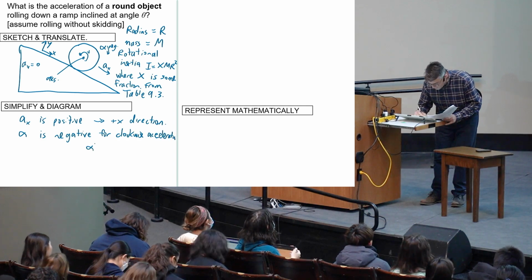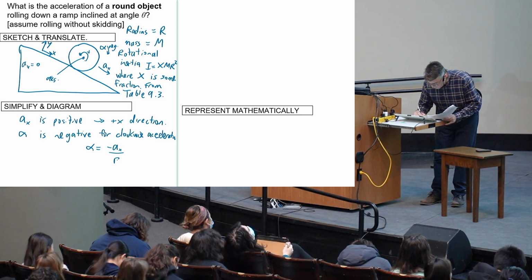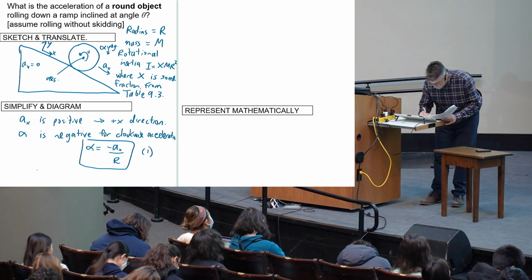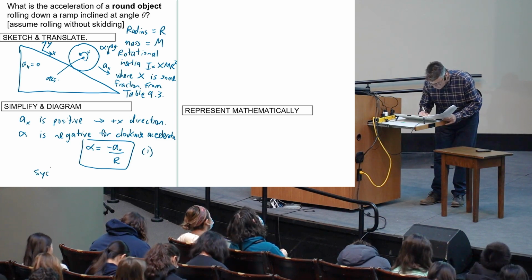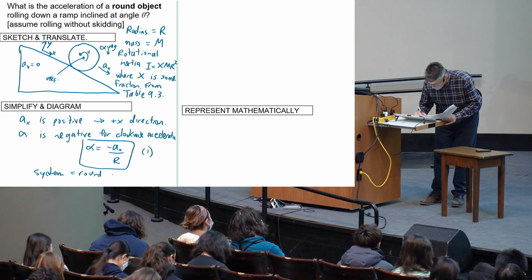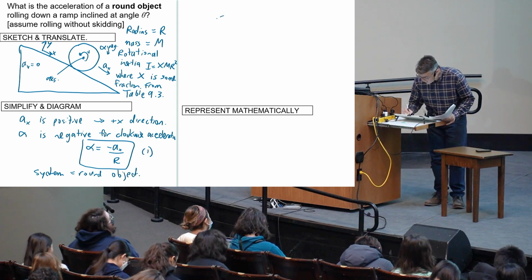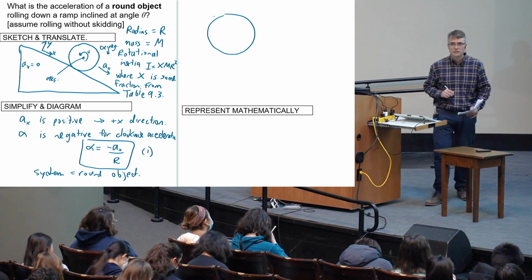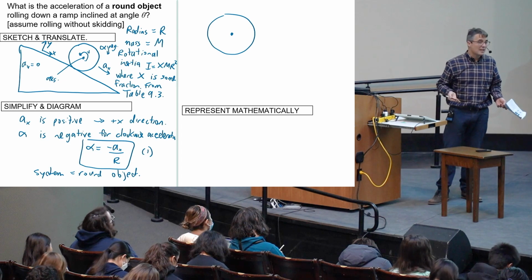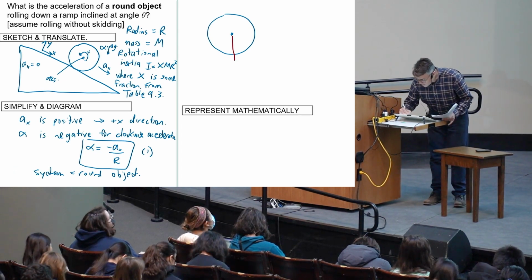So basically, I'm just going to say this is my acceleration constraint, that alpha is equal to negative a_x divided by R. And it's going to be one of my equations, so I'll call it equation 1. And the system here, by the way, that you're going to draw a force diagram of is the round object. So let's just draw it. Force diagram. It's a circle, and there's a middle. I'm going to assume that the center of mass is this rotation axis, the center. So let's draw the forces on it. We've got mg.